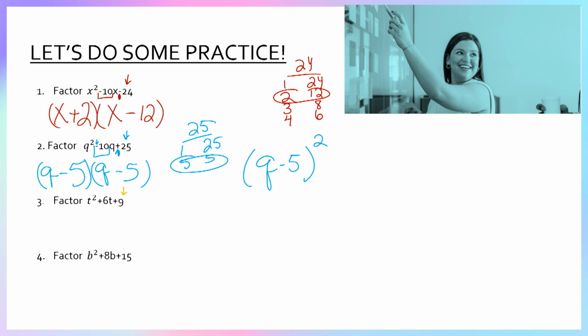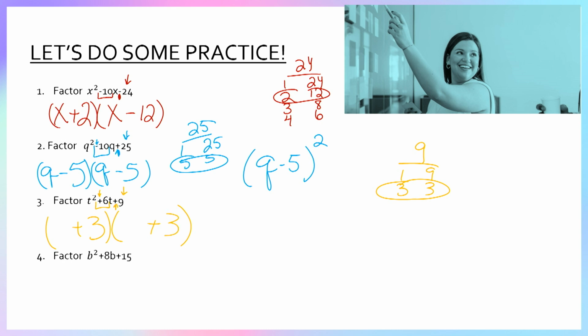I need the factors of 9 that will add to give me positive 6. So let's look at some factors. So I've got 1 and 9, 3 and 3. Which pair could I add to get that 6? Good job. So I'm going to build my two binomials. That second operation shows me that it's plus, so that means both of my binomials are going to have the same sign as the first one. I'm using 3 and 3.